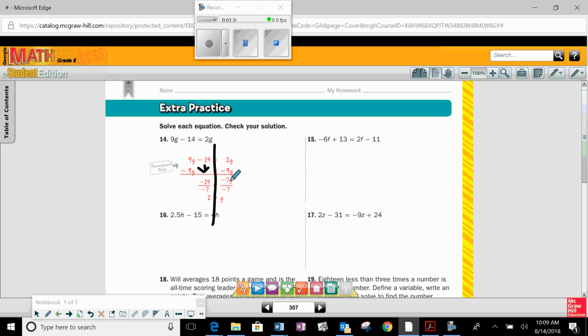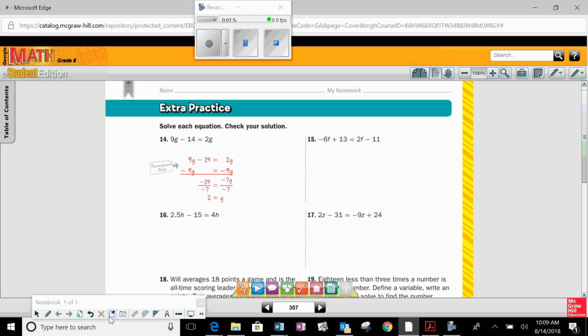Now we need to get g by itself. This is multiplying by negative 7, so I'm going to do the inverse operation, which is dividing by negative 7. Properties of equality tell us whatever we do to one side, we have to do the other. So if I divide by negative 7 on one side, I have to divide by negative 7 on the other side. So I have negative 14 divided by negative 7 gives me a positive 2. So g equals positive 2.